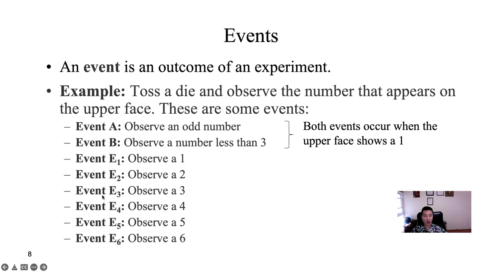And these are all the simple events. E1, we observe 1. E3, we observe 3. And all the simple events together, we call the sample space.